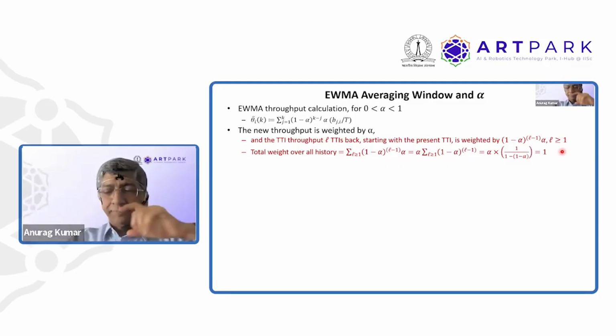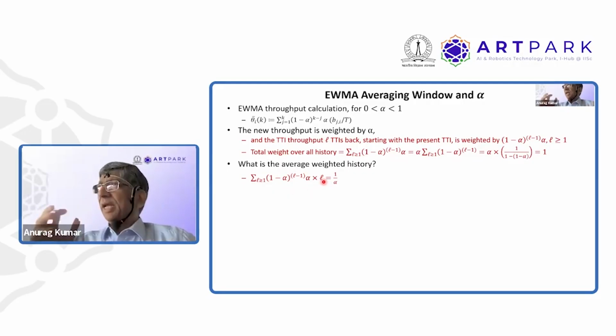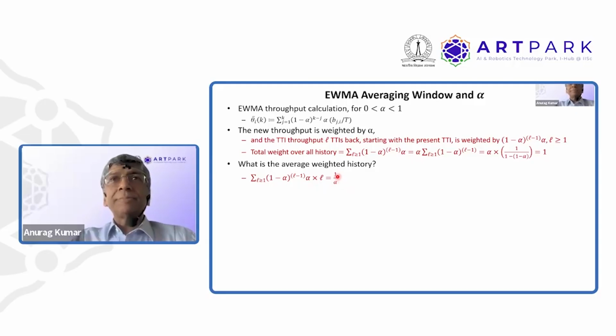Let us take the average weight. What do I do then? I multiply each weight by the history. So this is the amount of weight given to the history of length L. Multiply that, add it up. Adding up this series is something you might have learned in first year math, calculus. It requires a little bit of a trick. You can do that. You get 1 over alpha.